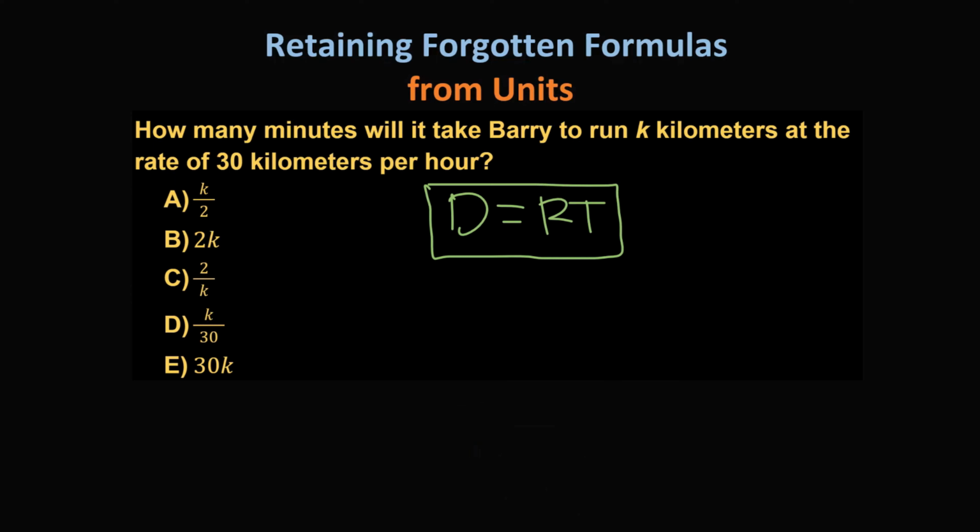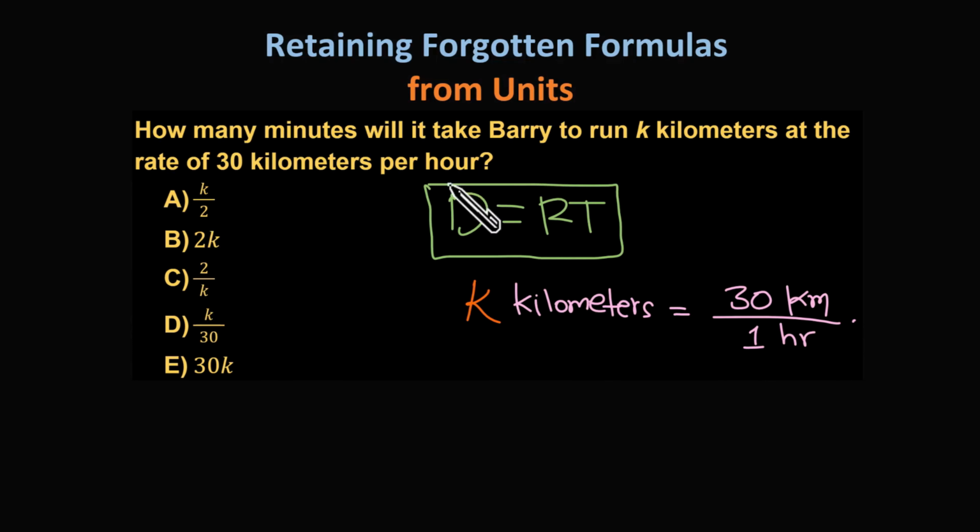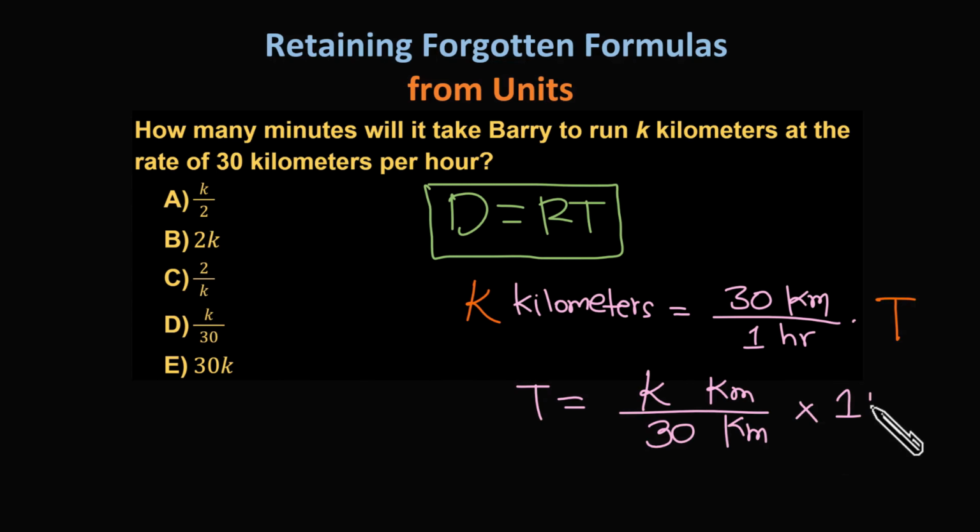Now that we have the correct formula for distance, rate, and time, let's use this formula to solve the problem. Distance d is k kilometers. The rate is 30 kilometers per hour, 30 km over 1 hr, times time is the missing variable, how many minutes. Whenever there is what or how many, it's the missing variable that you're trying to solve for. So we'll just keep the variable t here. Now let's solve for t in terms of the rest. That gives you t equals k kilometer over 30 kilometer times 1 hour. That is equal to k over 30 hours.